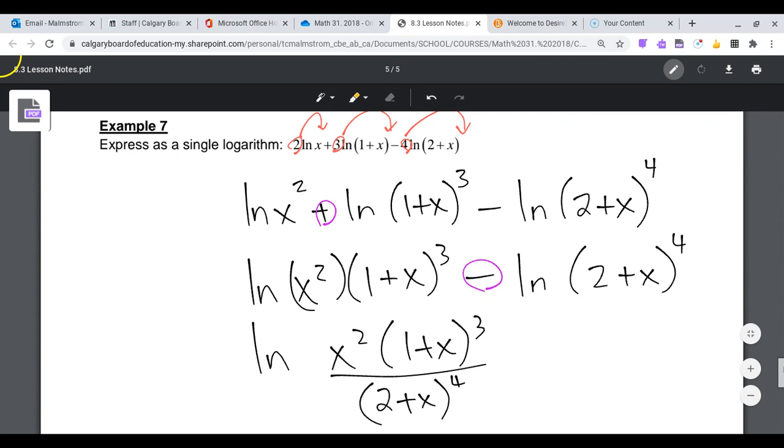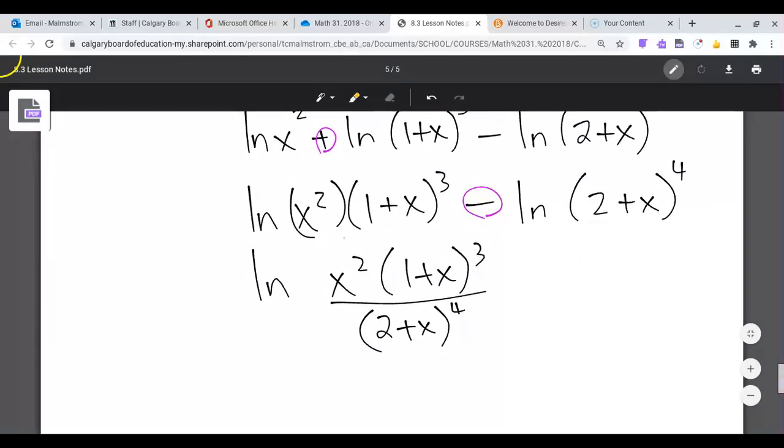And it really didn't ask us to do anything more. It didn't ask us to state the domain restriction with that. It just asked us to simplify it. So there it is. That is the end of the 8.3 lesson. So the next lesson, we'll look at the derivatives of the logarithmic function.